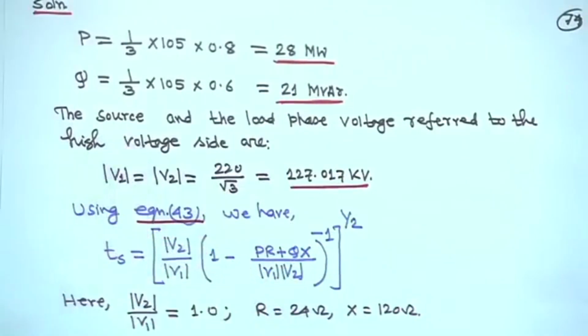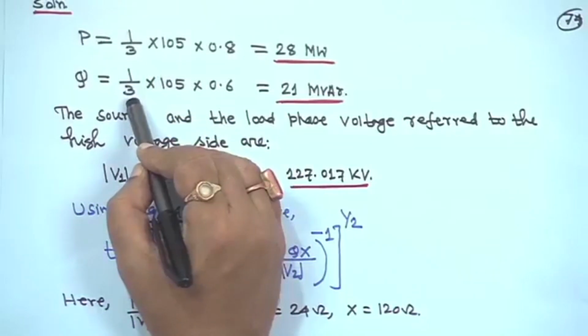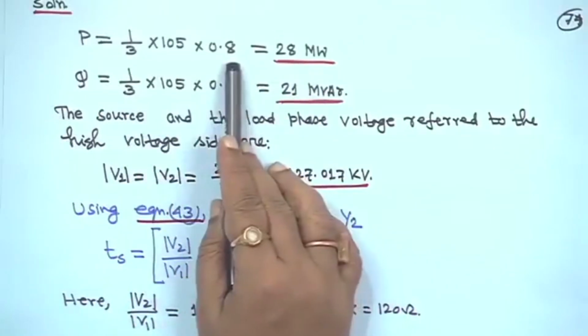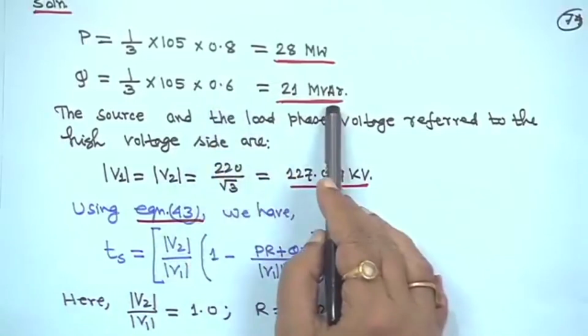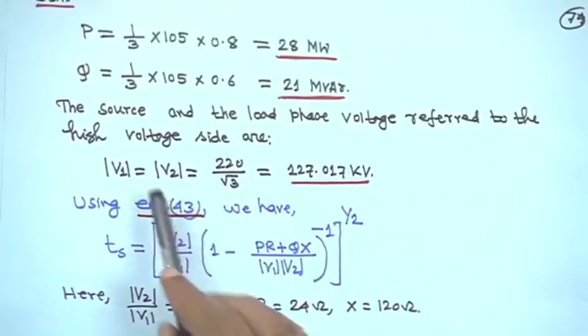Similarly, when you draw the phasor diagram of this equation, P, Q, Vs, Vr all are per phase quantities, not line to line quantities. Vs and Vr are per phase voltages, line to neutral, and P and Q also you have to find per phase, that is why it is divided by 3. So that is 28 megawatt, and cos phi is 0.8, so sin phi is 0.6, so Q is 21 megavar.